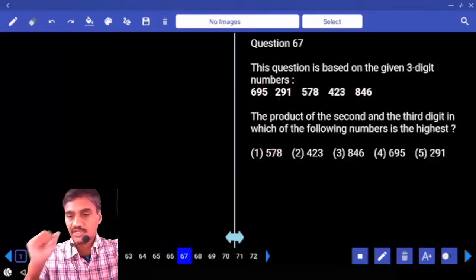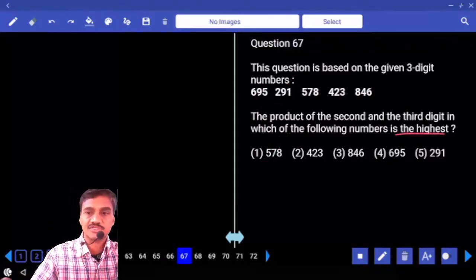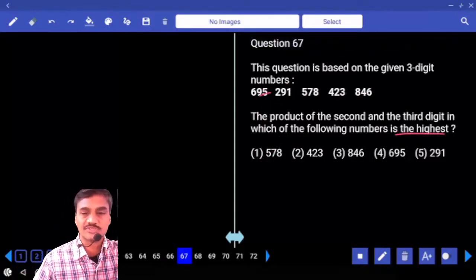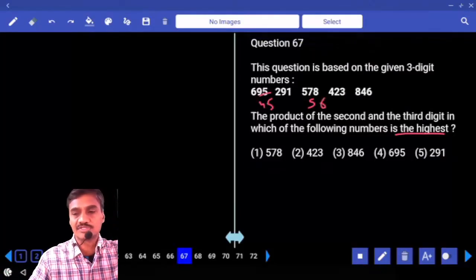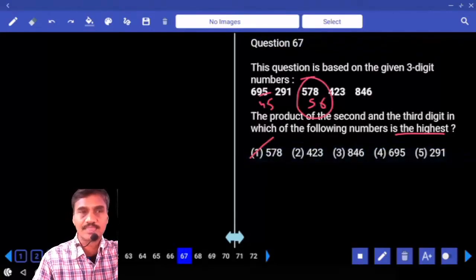Then 67, the product of the second and the third digits in which of the following numbers is the highest? Now here the product of these two is how much? 45. And next one, this is 56. Then which is the highest here? And 56, 578, that is choice 1.